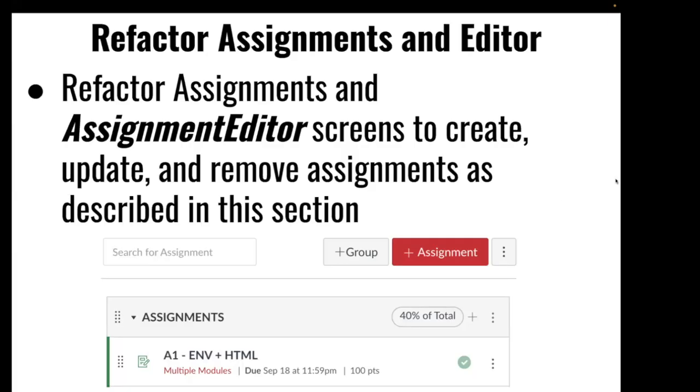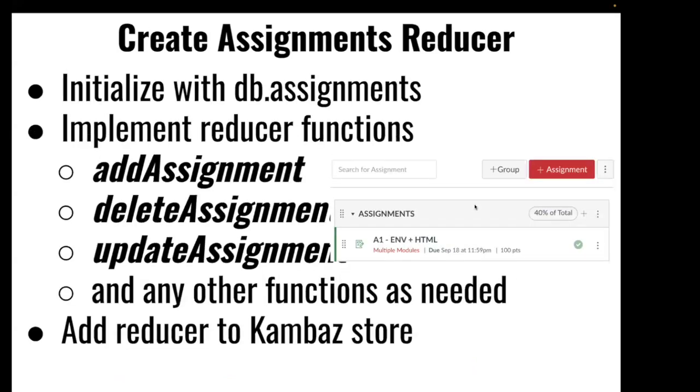So you're going to create all the CRUD operations, be able to create, update, delete assignments, as described in the book. And you're going to create an assignments JSON file. You're going to download it. I think I provided a link for that, and you're going to add it to the quote unquote database, and you're going to create a reducer that implements all the CRUD operations of being able to create new assignments, delete an assignment, update an assignment. And you're going to have to tie it to the screens that allow you to create new assignments.